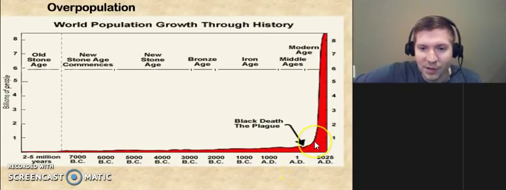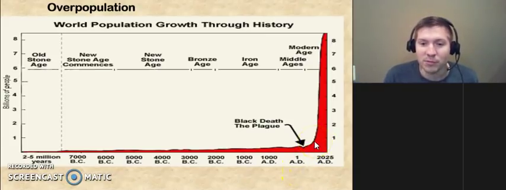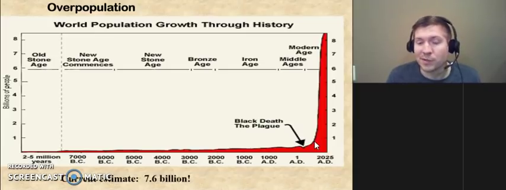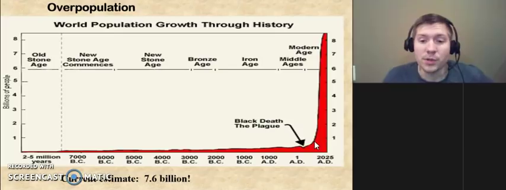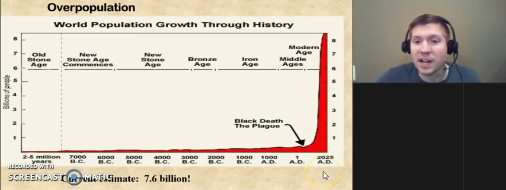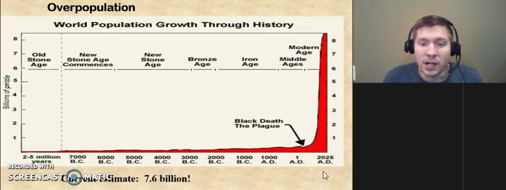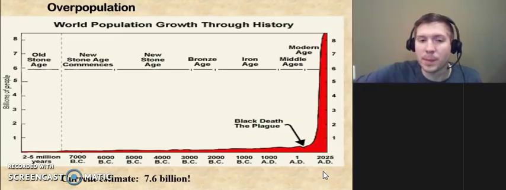However, starting around here, our population began rocketing upwards with great advancements in medicine and agriculture. Our population experienced a huge explosion, and we are now around 7.6 billion people on Earth. You can see that this graph goes a bit into the future, 2025, estimating over 8 billion. And we're seeing some changes in the population growth.